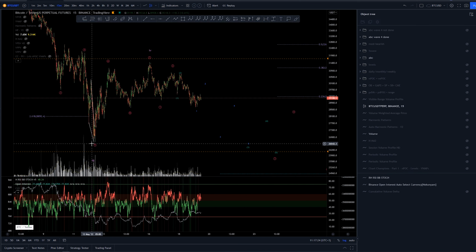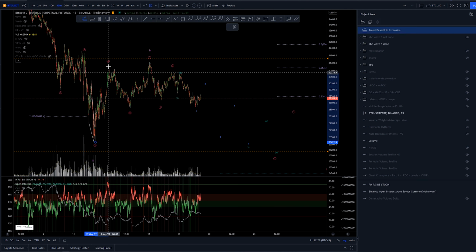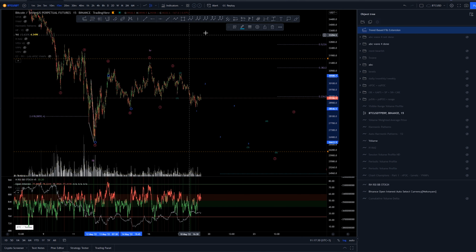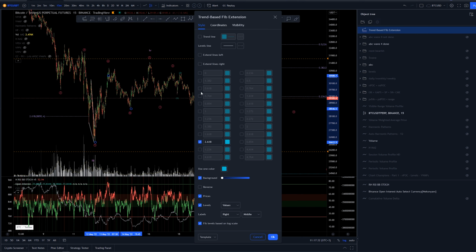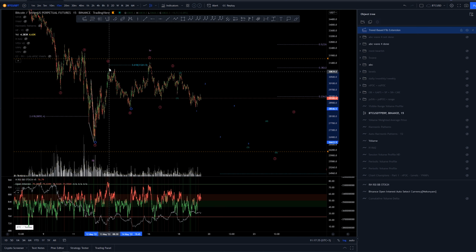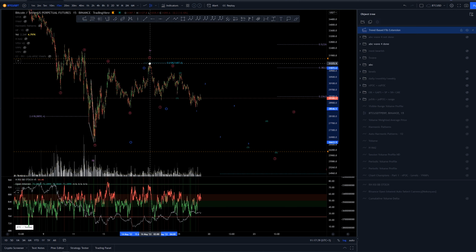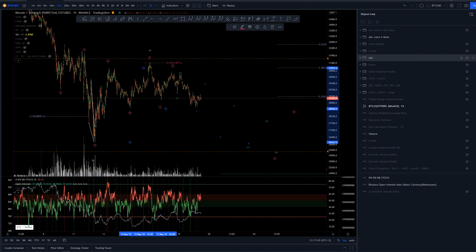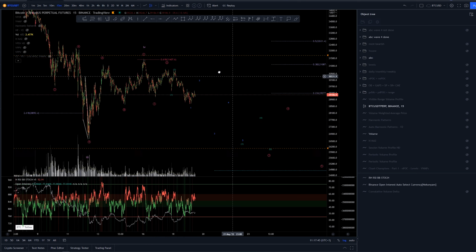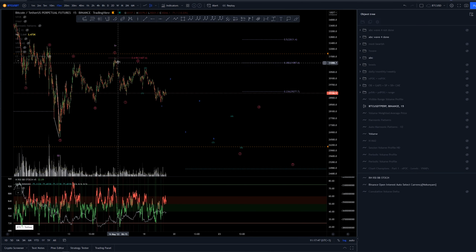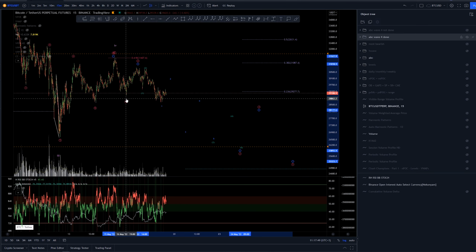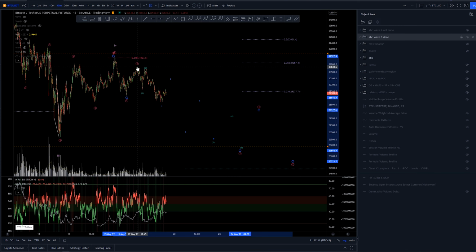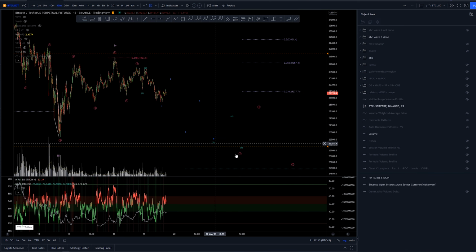To get to that, we have an ABC correction, having some kind of a possible zigzag or possibly a WXY if needed. It is really close to the minimum target, but it hits it, so there is no issue with that. After this point we can see a possible 5-wave move down here into 1, then wave 2, and then starting to unravel the wave 3.